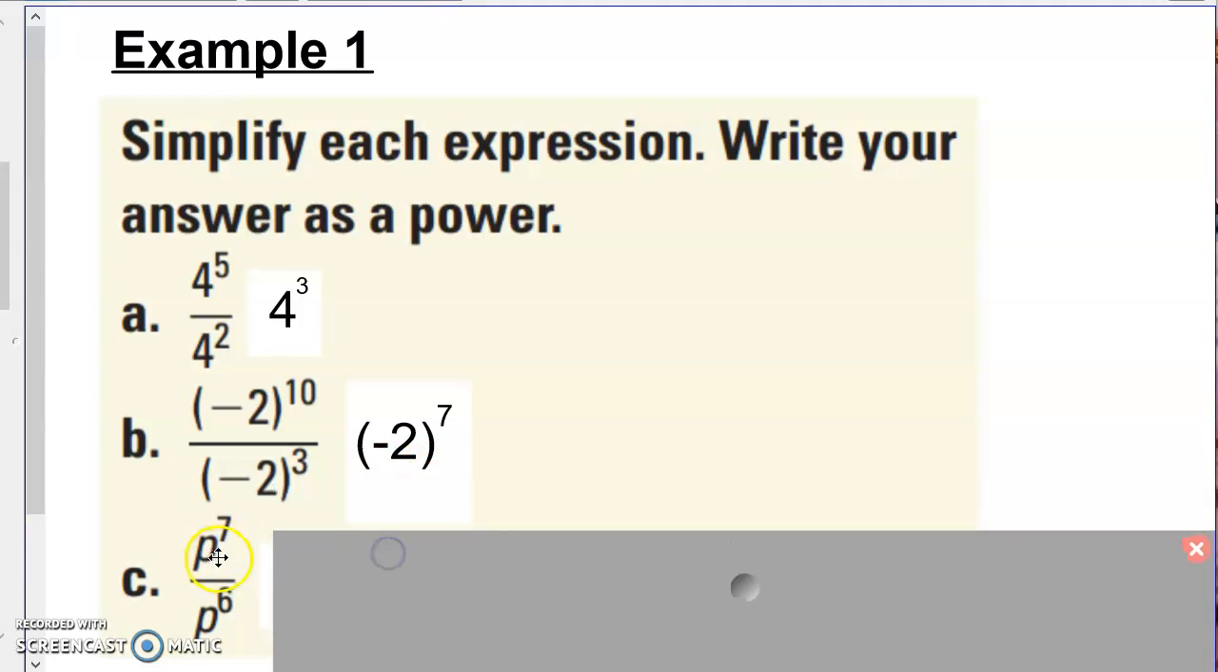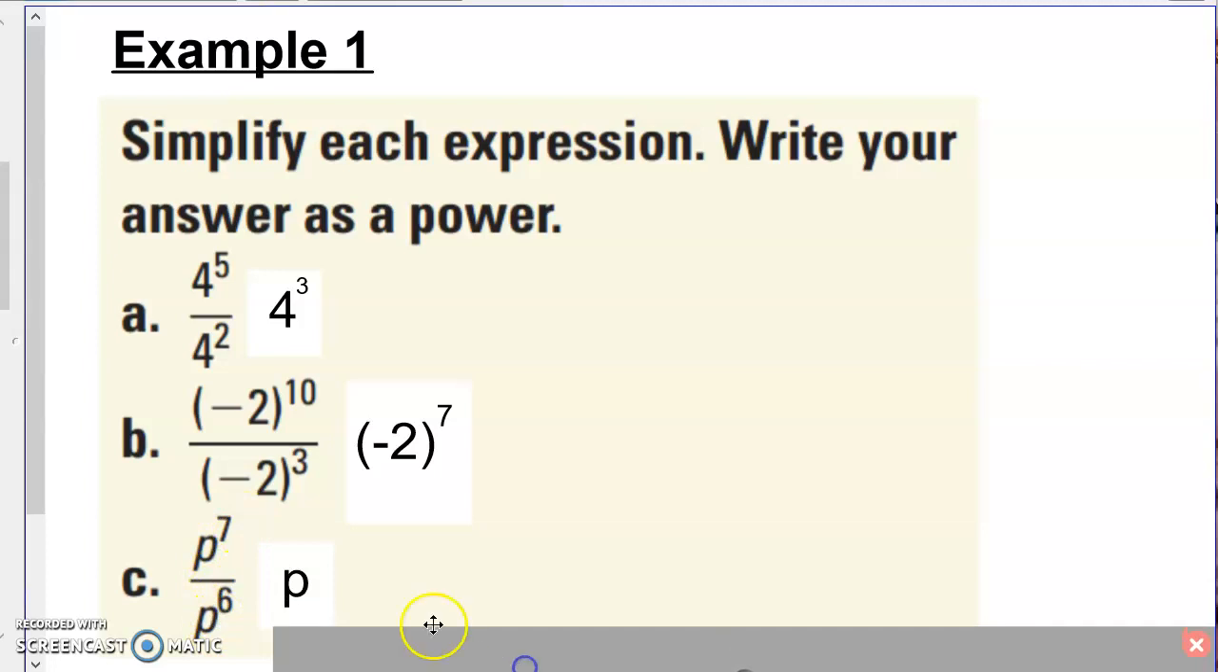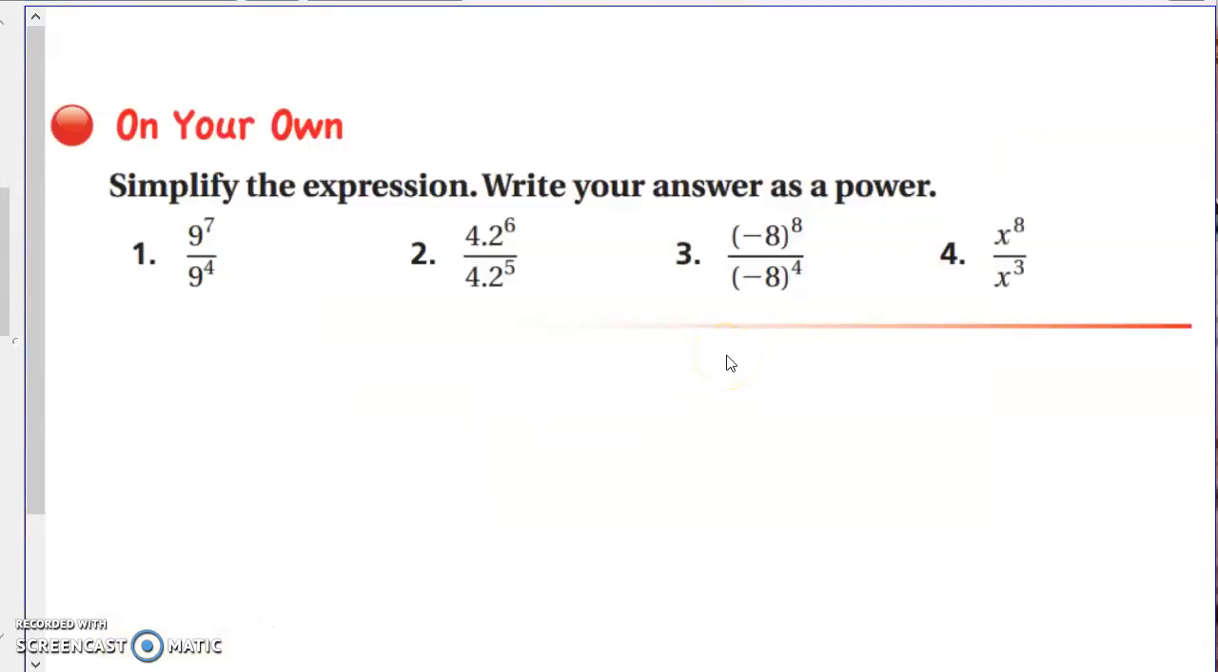For question C, p to the 7th divided by p to the 6th have the same base, so 7 minus 6 would leave me with p. Now you could write an exponent of 1 here. I certainly wouldn't mark it wrong if you did that, but it's just understood when you have a number like this that the exponent will be 1. You can pause the video and answer these 4 on your own.